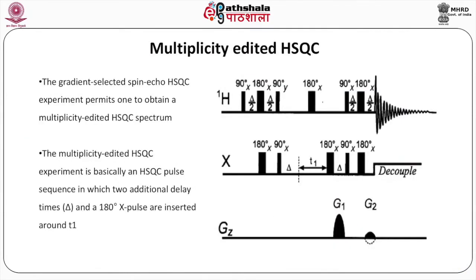Multiplicity edited HSQC. The pulse sequence for this experiment is as shown. The gradient selected spin echo HSQC experiment permits one to obtain a multiplicity edited HSQC spectrum. The multiplicity edited HSQC experiment is basically an HSQC pulse sequence in which 2 additional delay times delta and a 180-degree pulse are inserted around T1.